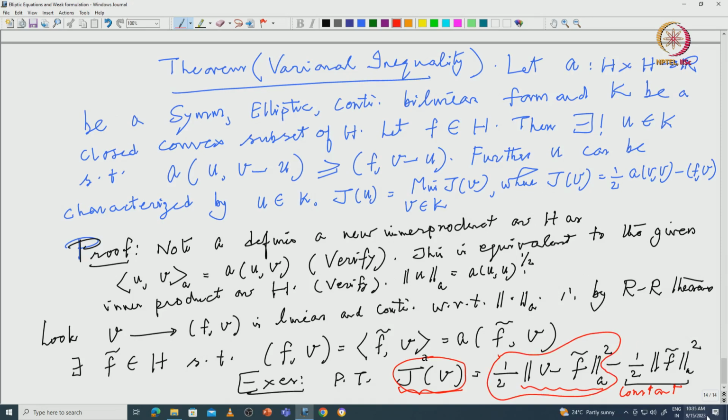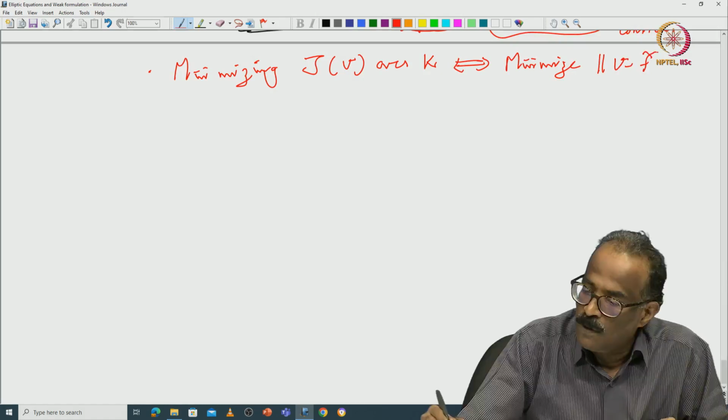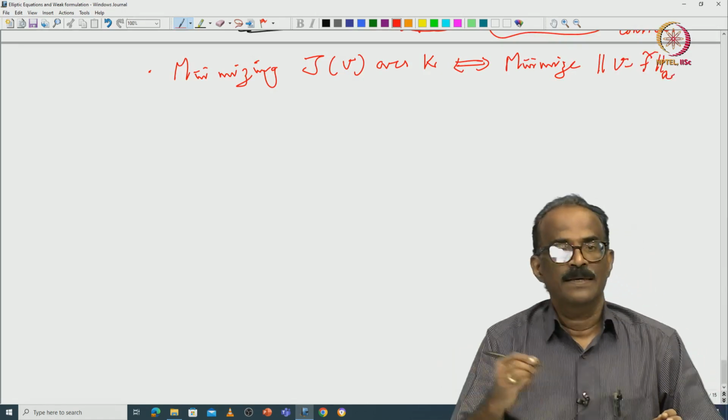Then you apply the previous theorem. So, with that remark, minimizing JV over K is equivalent to minimizing the norm of V minus f tilde over A. Okay. So, that is it.